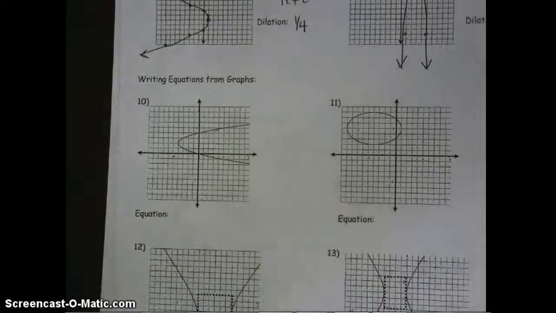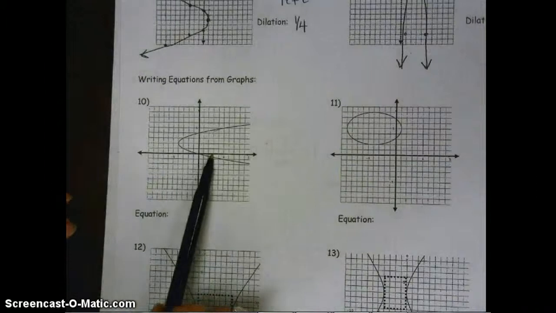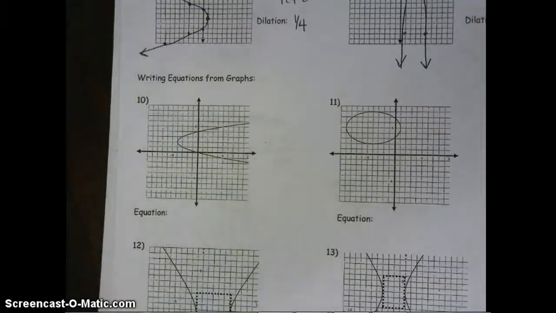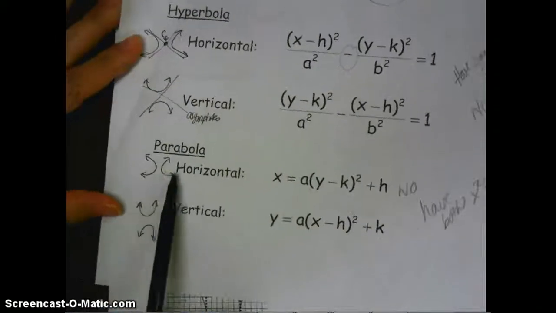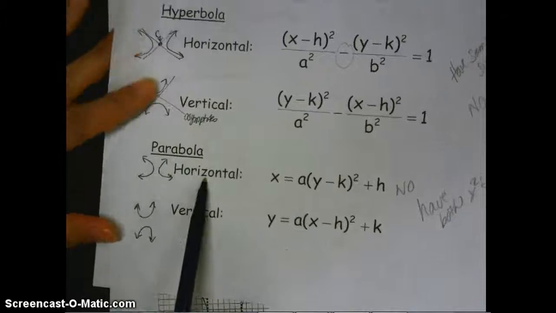Alright, so the next set of examples is going to be kind of working in the backwards direction. We have a graph, and now I have to write the equation of the graph. So to be able to do this, first you have to identify which conic section it is, right? This is a parabola. It opens in the right direction. So if you look back at your conic section formulas, right? Parabola that's opening in the left-right direction is our horizontal one.